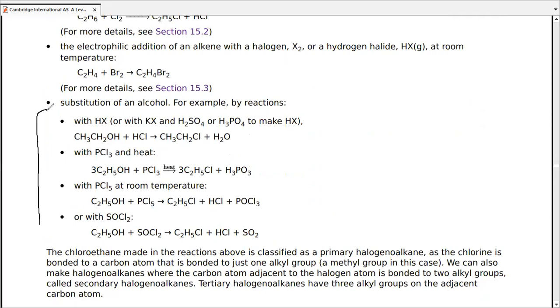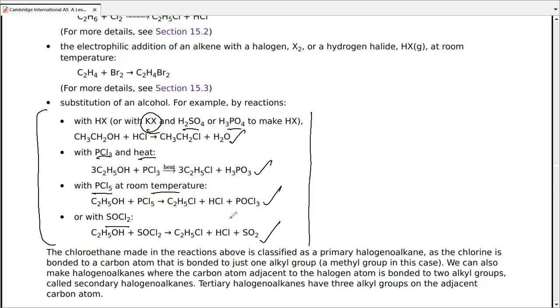Methods of forming halogen alkanes. This page is filled with the same set of reactions, even with all the same conditions: H2SO4, H3PO4, KX or NaX. PCl3 requires heat. PCl5, since it's more reactive than PCl3, can react at room temperature.